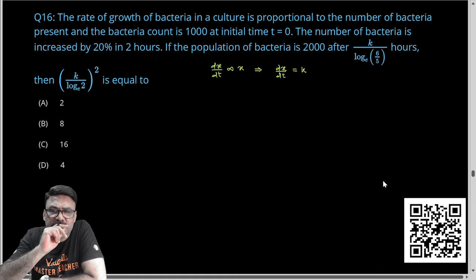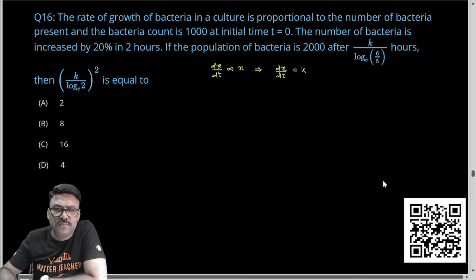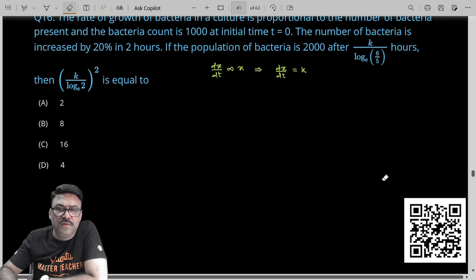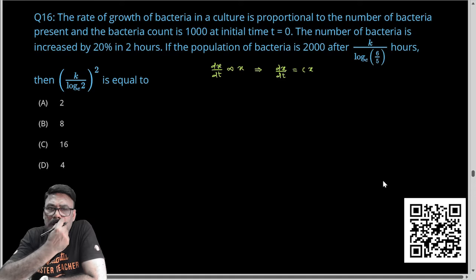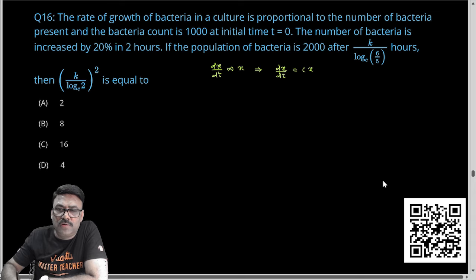Here actually I need k by log 6/5. So let me denote this proportionality constant not by k, but by c. C is any constant. The rate of growth of bacteria in a culture is proportional to x, so I can write dx by x equals c dt.